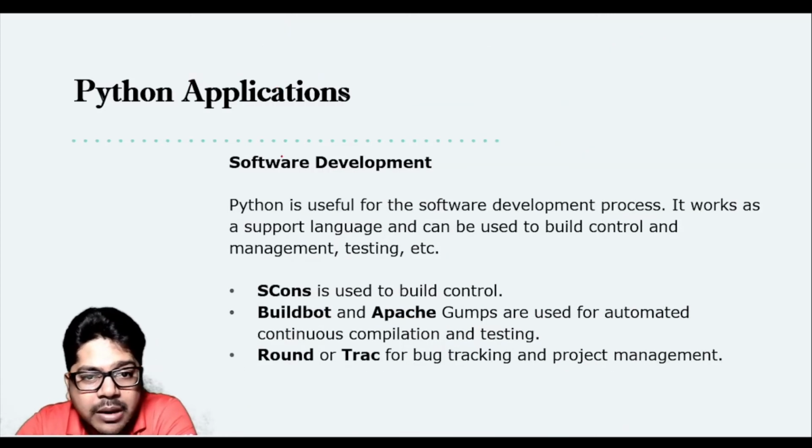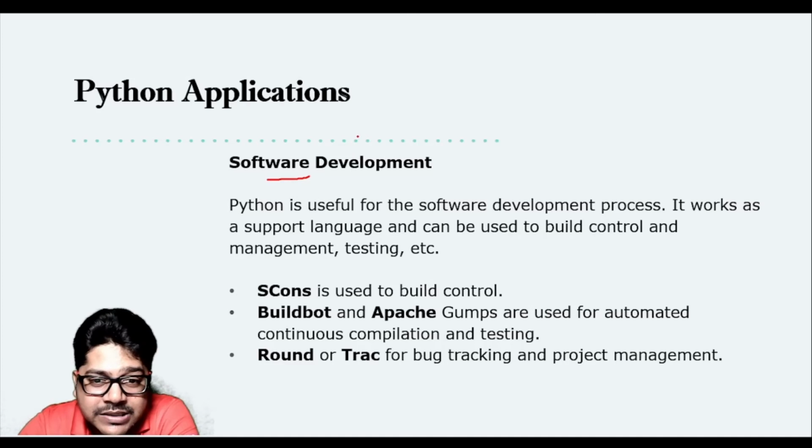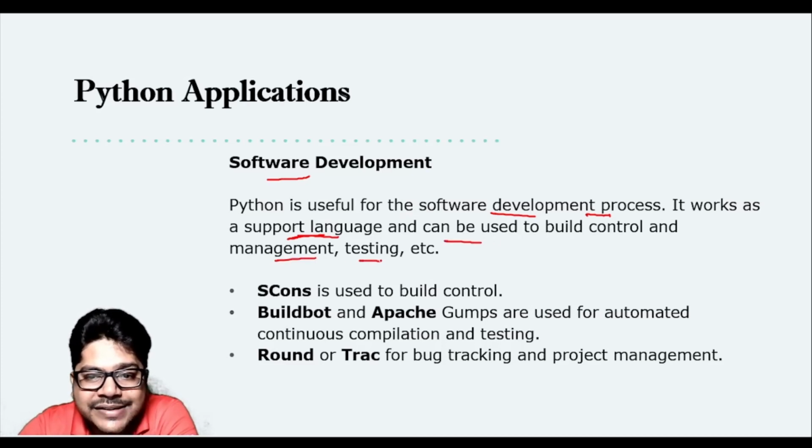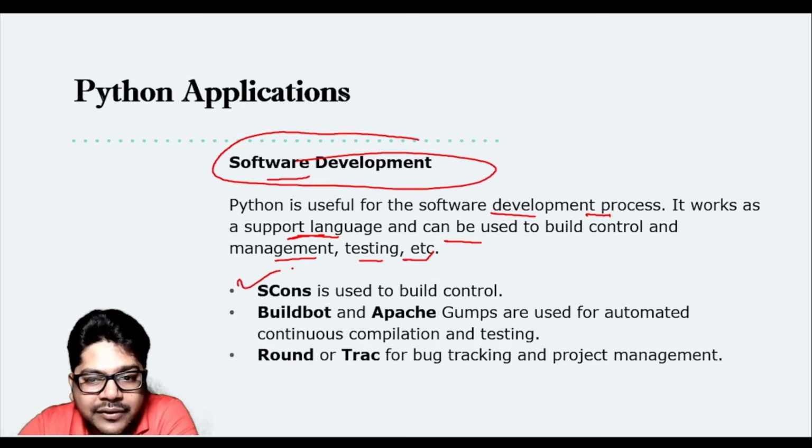Okay, now talking about software development, which you must be interested in. Python is useful for the software development process. It works as a support language and can be used to build control, management, testing, etc. So you can make a complete software development with that. Like SCons is used for build control, Buildbot and Apache Gump are used for automated continuous compilation and testing, and Roundup and Trac for bug tracking and project management.